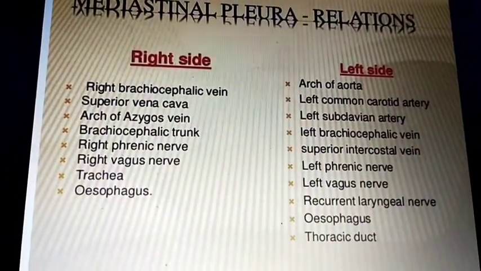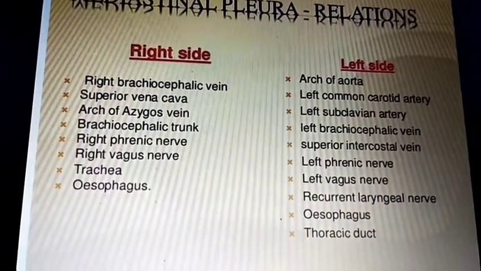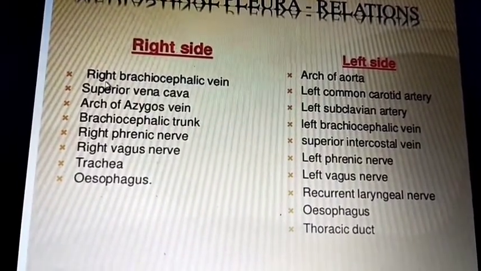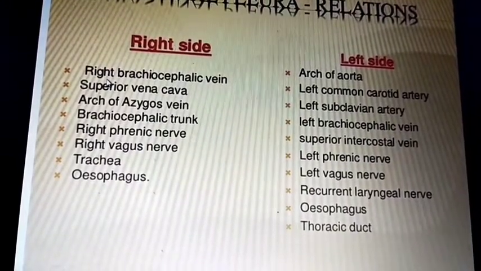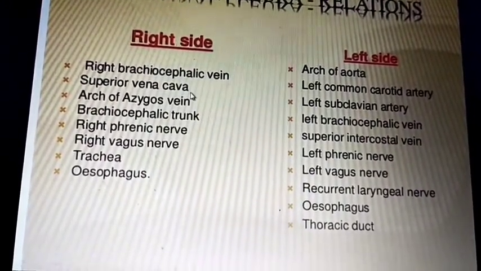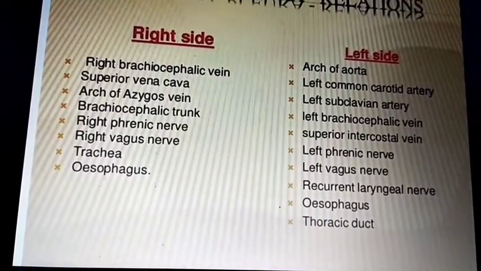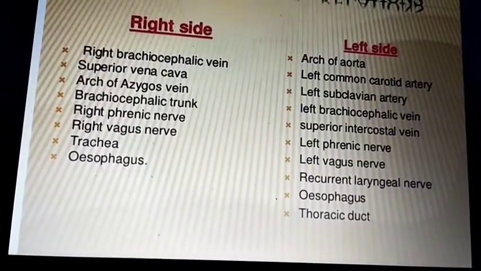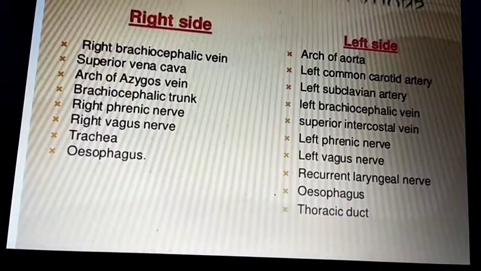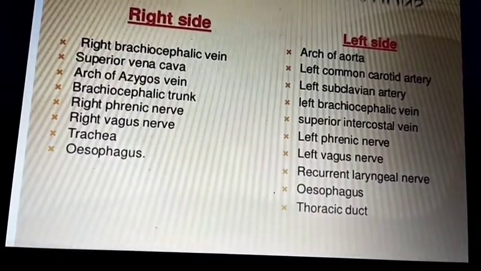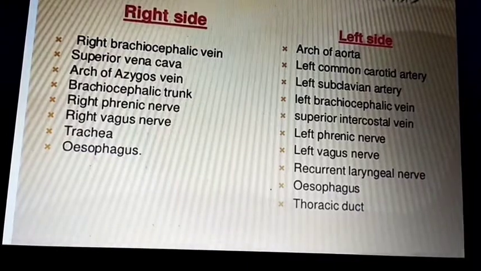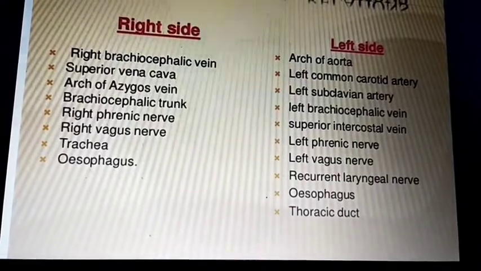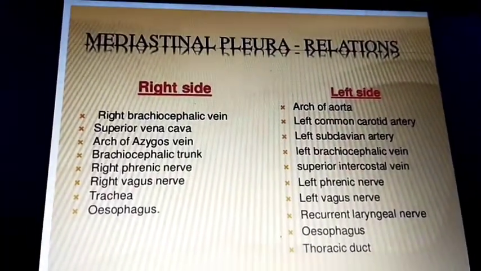Okay, what is the difference between the mediastinal pleura on the right side and left side? On the right side, what structures are there? It is related to the right brachiocephalic vein, superior vena cava, arch of the azygos vein, brachiocephalic trunk, right phrenic nerve, right vagus nerve, trachea and esophagus. On the left side, arch of the aorta, left common carotid artery, left subclavian artery, left brachiocephalic vein, superior intercostal vein, left phrenic nerve, left vagus nerve, recurrent laryngeal nerve, esophagus and thoracic duct.